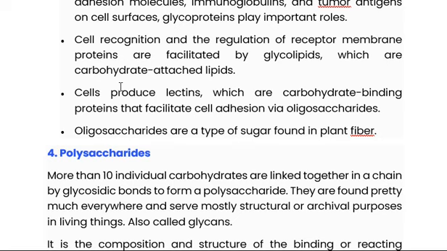Cells produce lectins, which are carbohydrate-binding proteins that facilitate cell division and cell adhesion via oligosaccharides. Oligosaccharides are a type of sugar that are found in plant fiber.